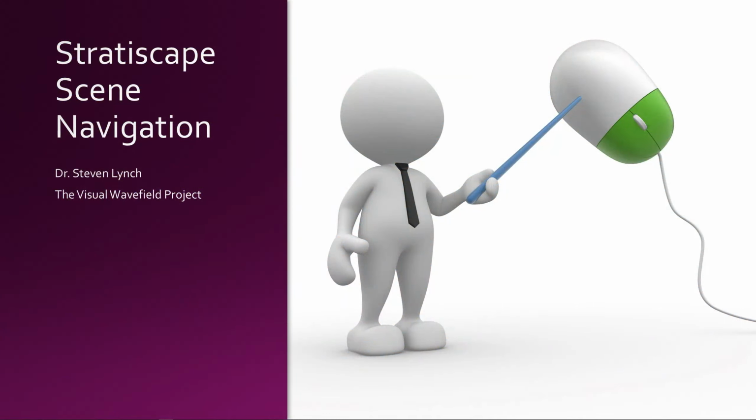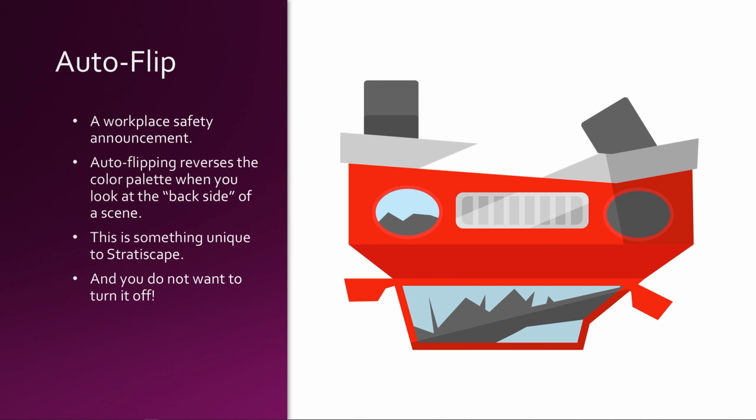Hello again. This video is part of my series on how to navigate scenes in Stratiscape. It's called Auto Flip, excuse the graphic. And it is in a sense a workplace safety announcement. Auto flipping, which is unique to Stratiscape, automatically reverses the color palette when you look at the back side of a scene. As I said, it is unique to Stratiscape and, as you will see, it's something you do not want to turn off.